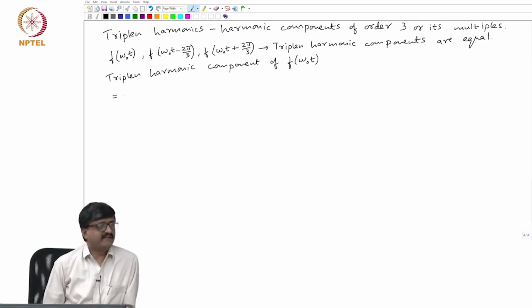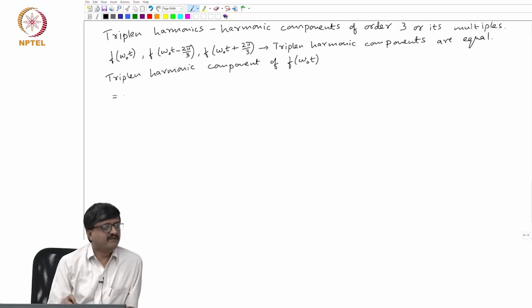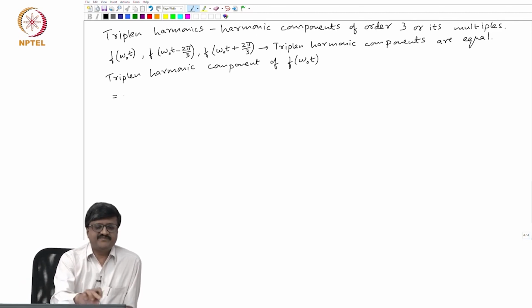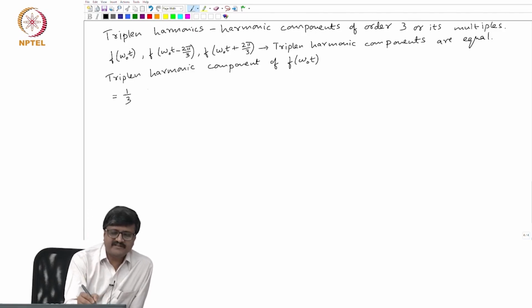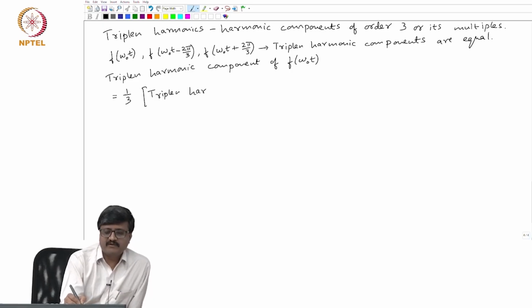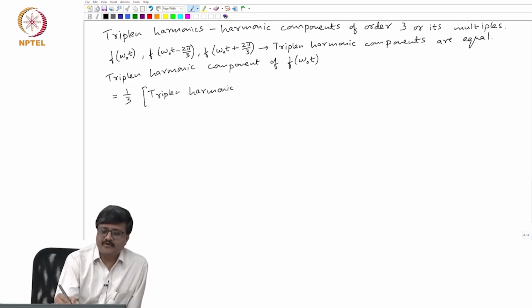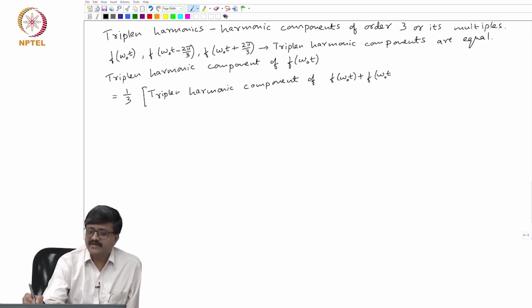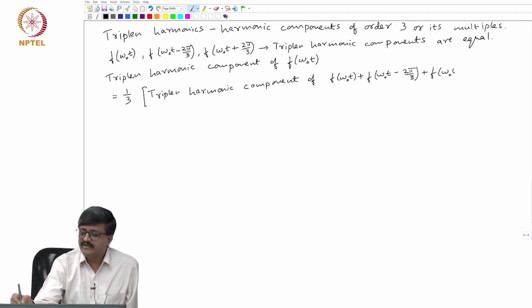So, can I write this as, since they are equal, if I take the sum of these three waveforms, the triplen harmonic component will be 3 times that found in the individual waveform. So, can I say it is equal to 1 by 3 into the triplen harmonic component of f of omega o t plus f of omega o t minus 2 pi by 3 plus f of omega o t plus 2 pi by 3.